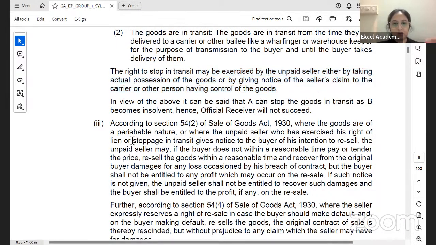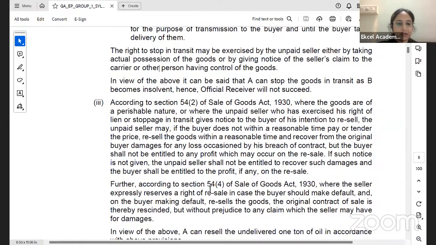So in view of the above, when you have discussed all these things, you conclude that A can stop the goods in transit as B has become insolvent, hence the official receiver will not succeed. So the official receiver of B will not succeed. That is the answer.